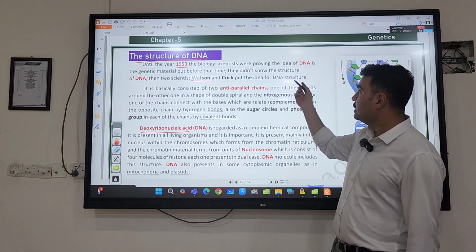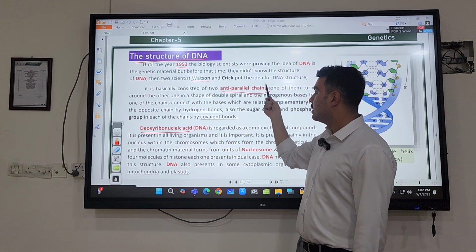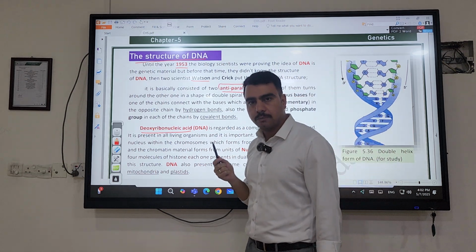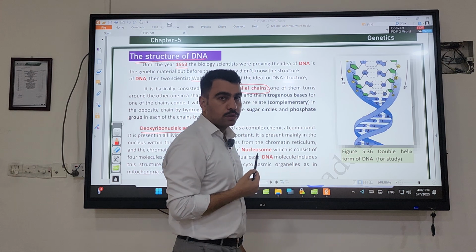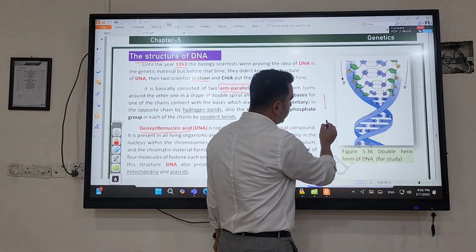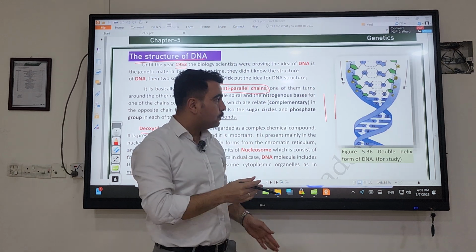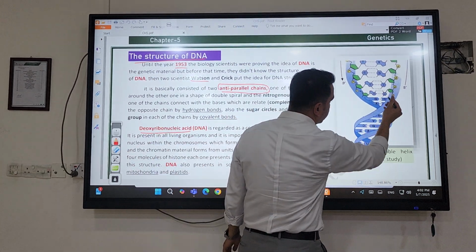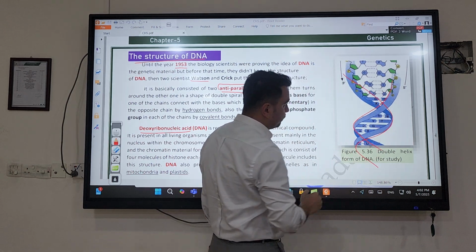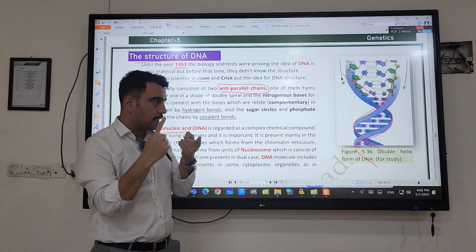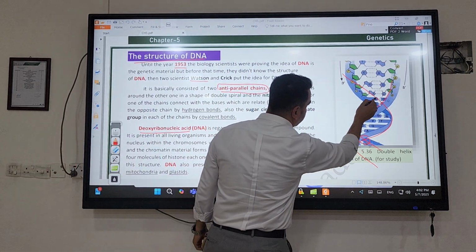The idea is that the DNA structure basically consists of two anti-parallel chains. This is very important to know. Why do we call them anti-parallel chains? Normally, parallel lines go straight. But when we talk about DNA, you see the lines are anti-parallel, so they are cutting each other, and there are some meeting points here. That's why we call it anti-parallel.